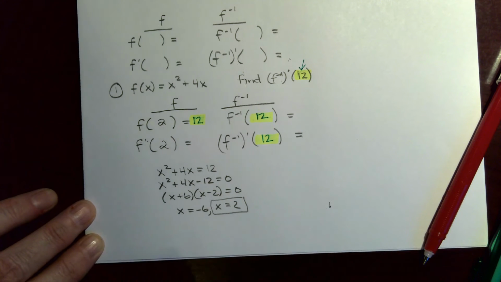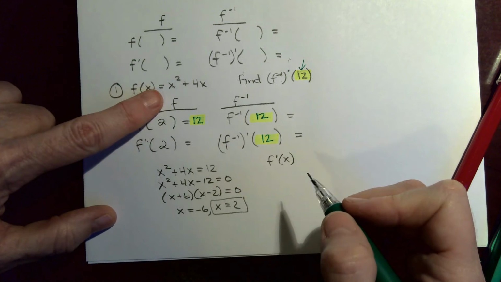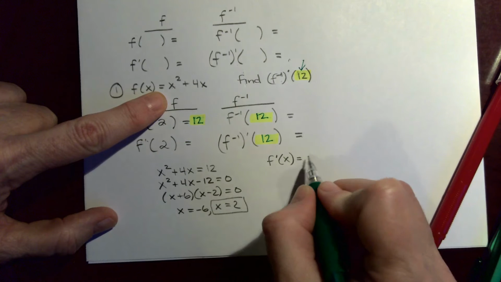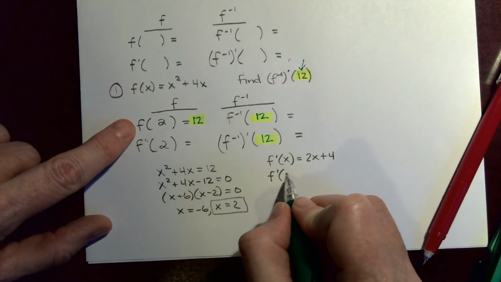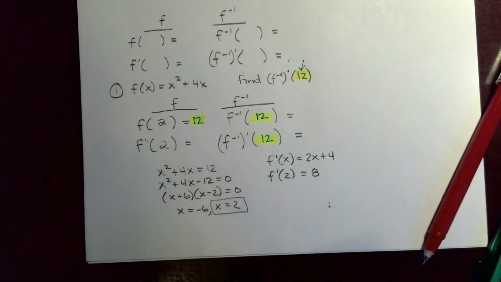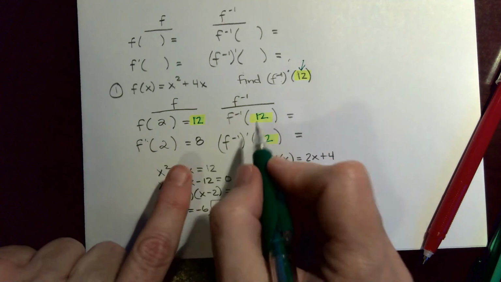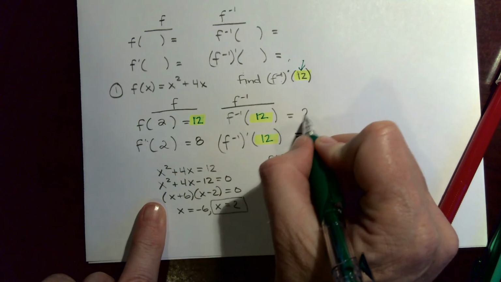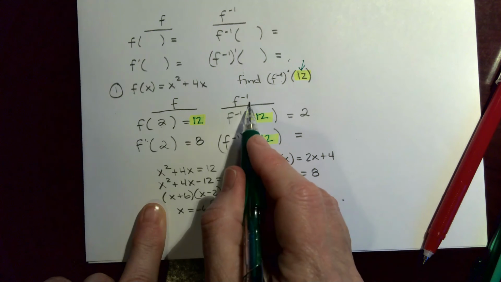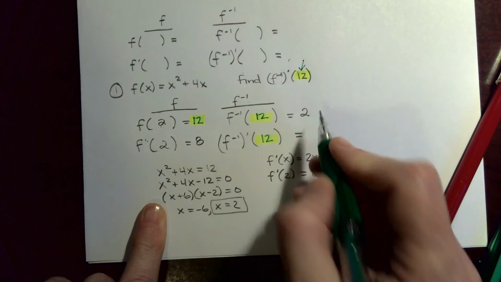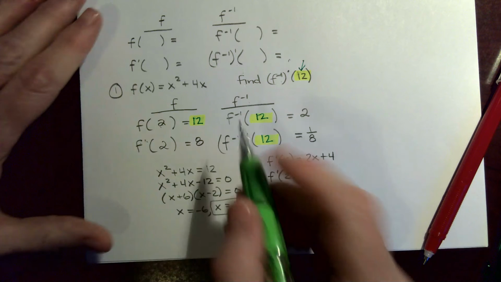F prime of 2. Well, f prime of x, again, I'm looking right here. F prime of x is 2x plus 4. F prime of 2 is going to be 8. Okay, so this is 2 right here, because remember, we just switched those points, a number and its inverse. This is 8, this is 1/8. And that is my solution.